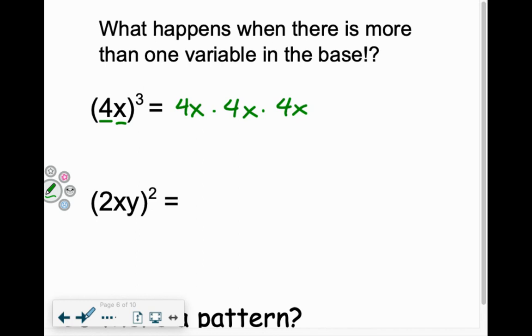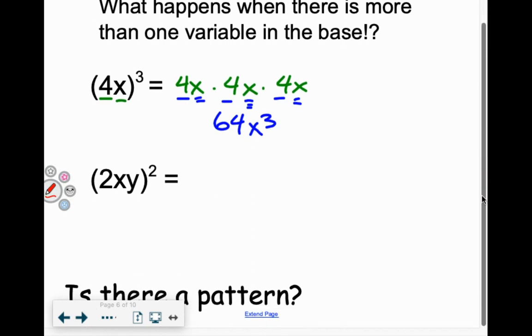Well, right, let's focus on just the numerical values, the coefficients first. 4 times 4 times 4, right? 4 times 4 is 16, times 4 is 64. X times x times x gives us x to the third. Right? Maybe we notice a pattern here. We're going to try one more.